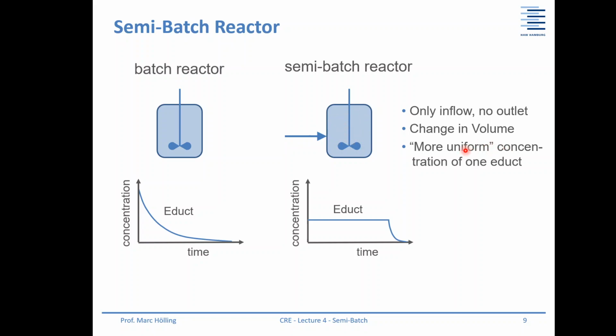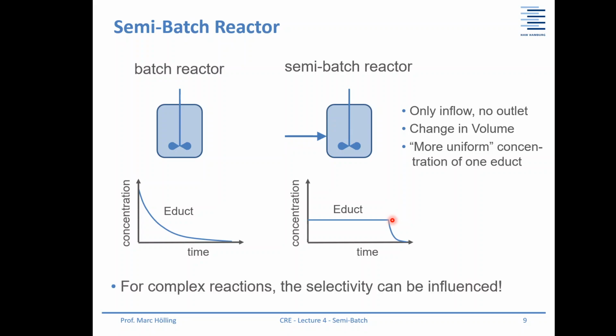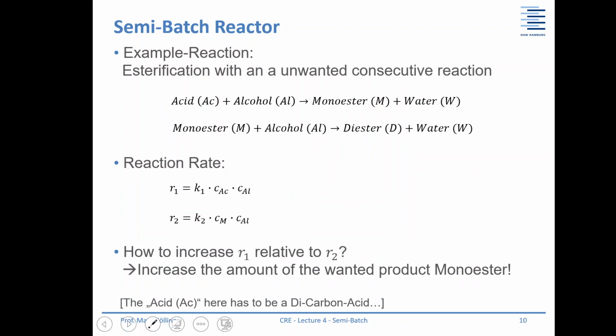And what you might get is a more uniform concentration of one educt. Normally your educts go down very fast, but here, since you are adding one educt constantly over time, you could have something more uniform. It's not a straight line, we will calculate this, but you will have something more like this, and then when you end the adding of your educt, it will go down like this maybe. Okay, and why should you do this? The idea is that for complex reactions, the selectivity can be influenced. Let's have a look at an example.